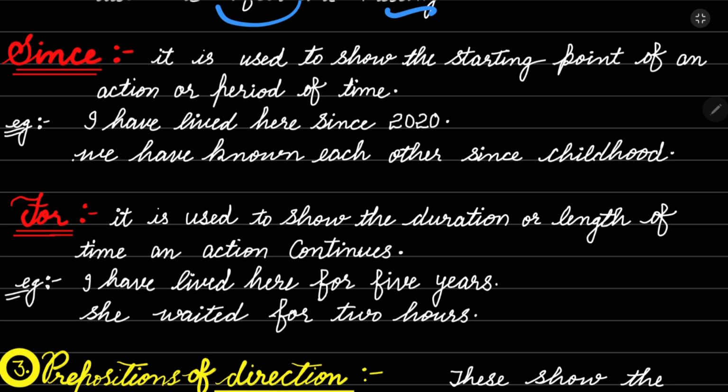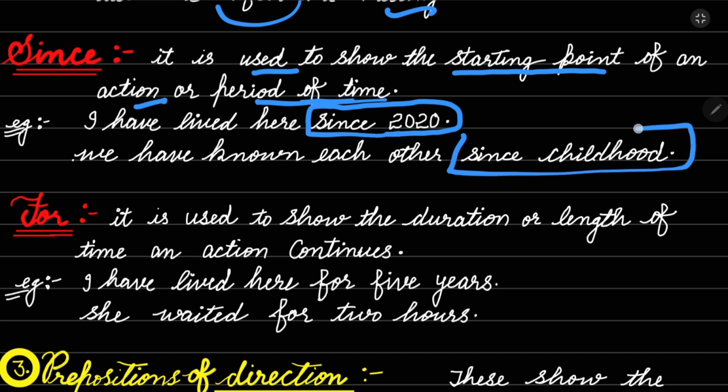Next is since. Since is used to show the starting point of an action or period of time. For example, I have lived here since 2020. We have known each other since childhood. So basically, since is used to show the starting point.